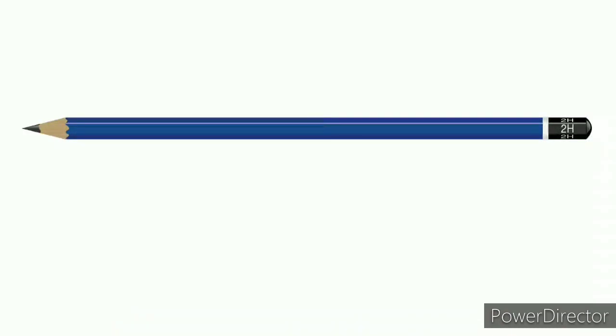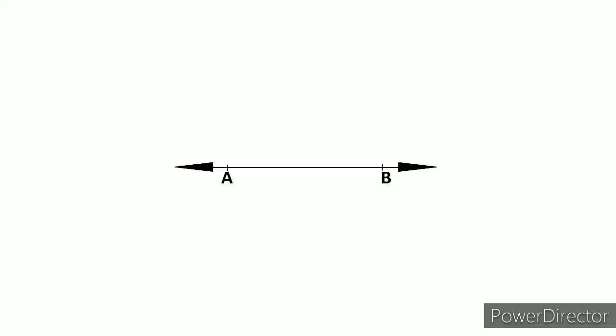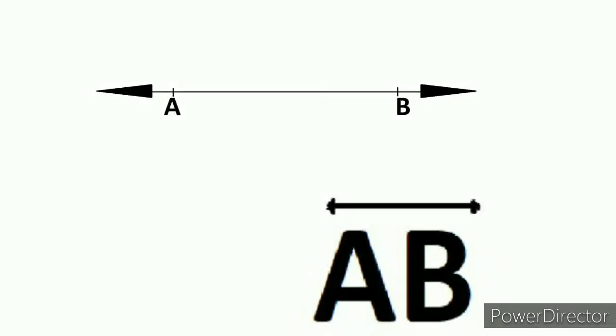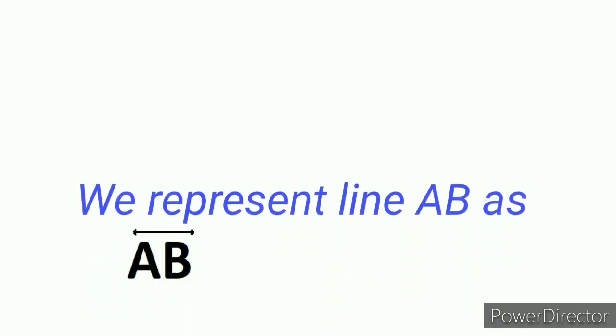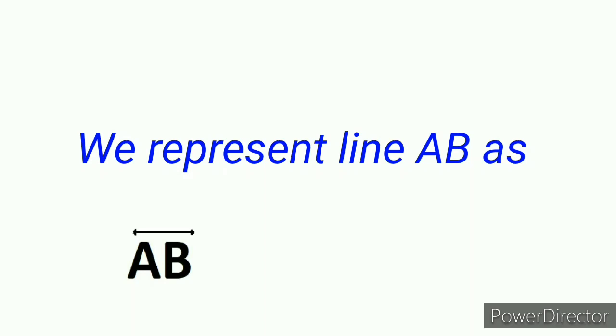A pencil is lying flat on the ground. We can say that the pencil is lying horizontally. Similarly, a line drawn horizontally is known as a horizontal line. Thus, in the adjoining figure, AB is a horizontal line. We represent AB by a double arrow line shown on the screen.